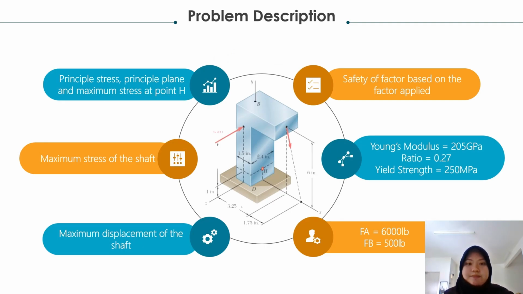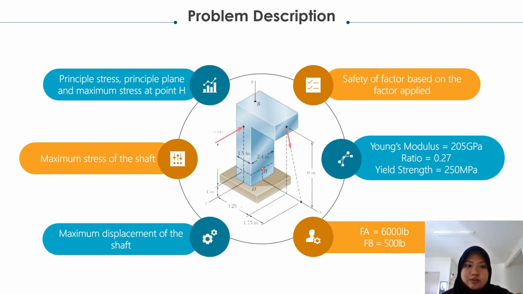So I will explain the problem description of this project. From this assignment, it was a simple design of shaft that made from steel that have Young modulus of 205 gigapascal using ratio of 0.27 and yield strength as 250 megapascal. Based on the question given, the shaft fixed at point D and have two forces, which is Fa 6,000 pound and Fb 500 pound.